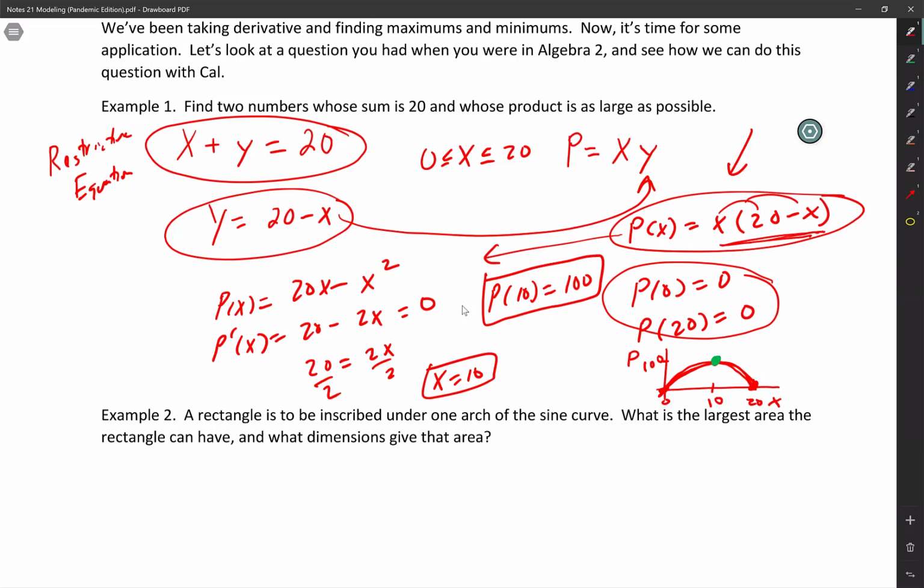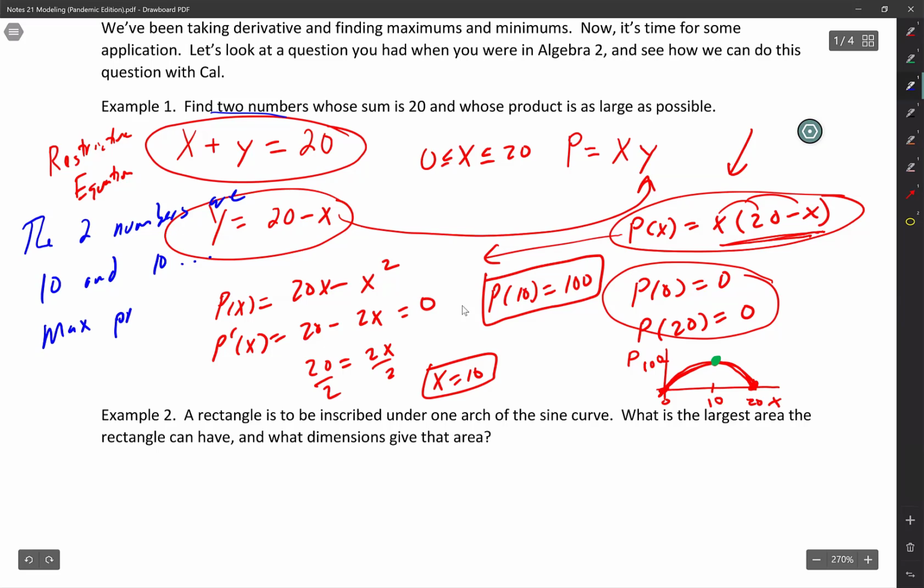And then I would probably write a statement. It says find two numbers whose sum is 20, whose product is the largest possible. The two numbers are 10 and 10. Max product is 100. And that's it.